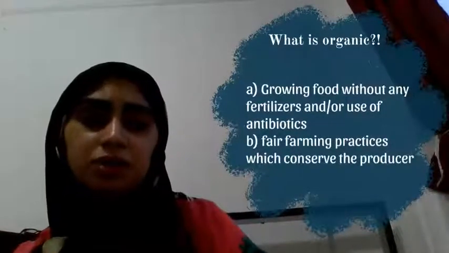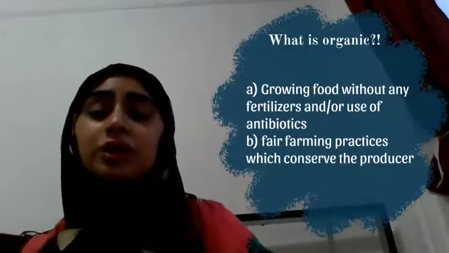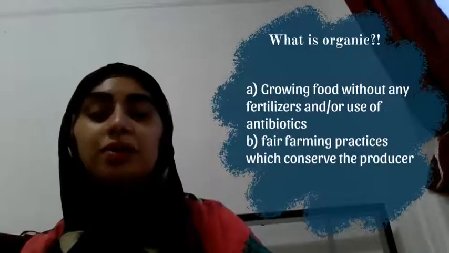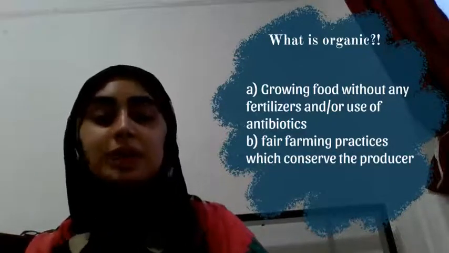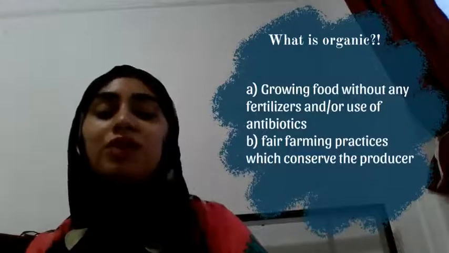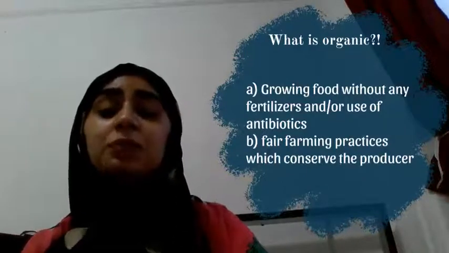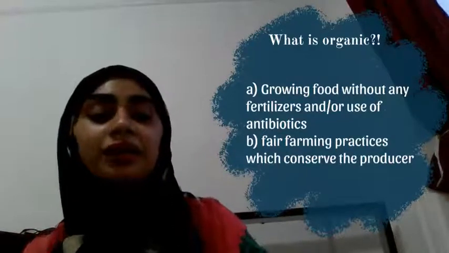But what does it mean for a product to be organic? Two things: A, to grow that produce or that food without the use of any fertilizers or any antibiotics, and B, to use fair farming practices which will actually protect the producer, in our case, the cow.